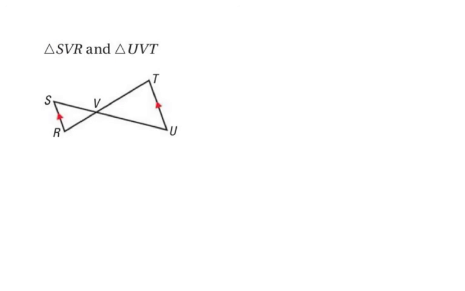Okay, so we need two pairs of matching angles here, and the easy one is right there, the vertical angles. We know, based on the order of these letters, angle SVR is congruent, because S to V to R is the center, to UVT. And that means we have to try to prove either S and U congruent or R and T congruent.